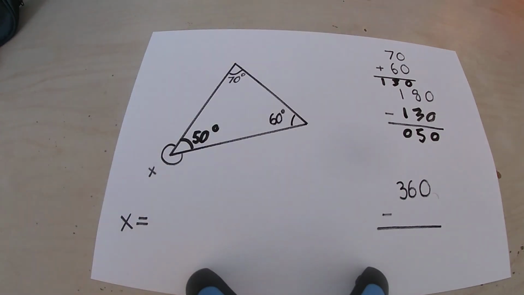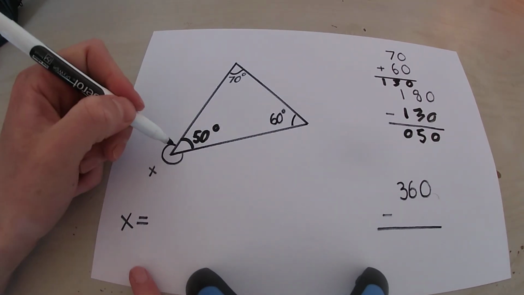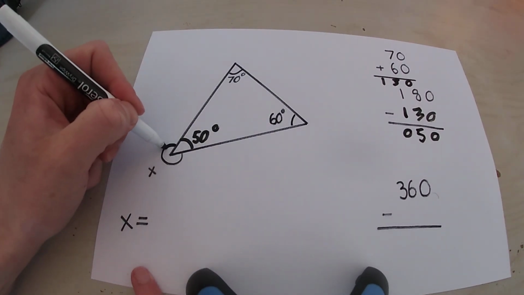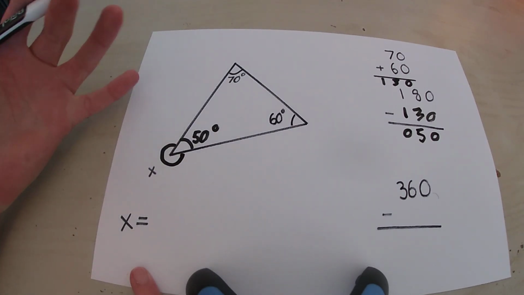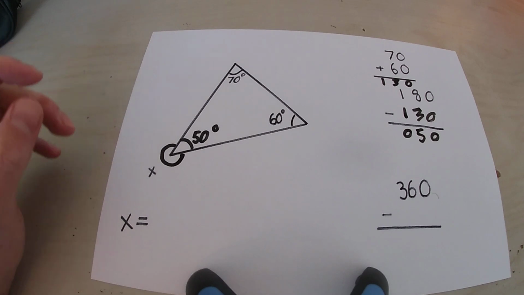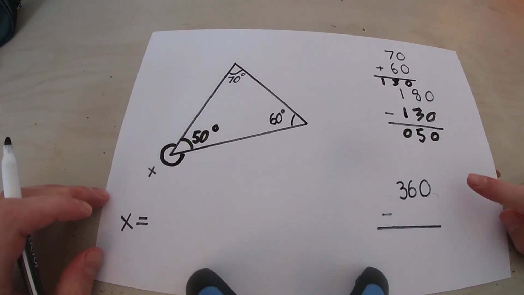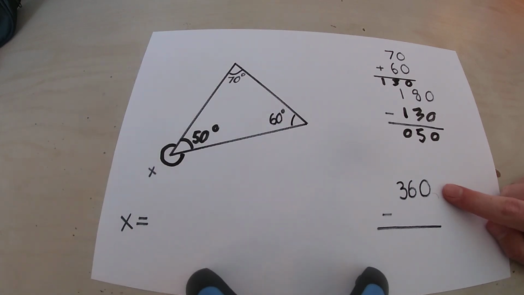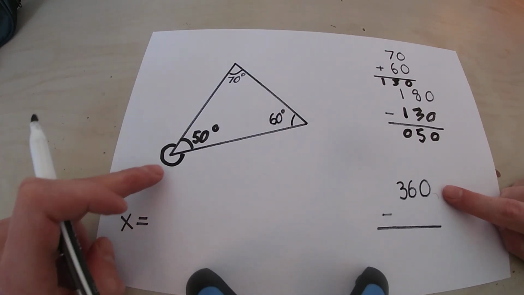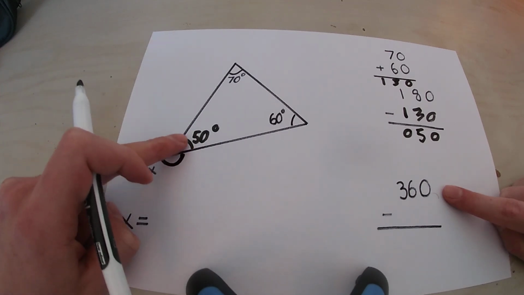Now, why did you need to know that? You needed to know that because what you're looking at here, what we're working with here, is actually angles around a point, which you did yesterday. Now we know that angles around a point add up to 360 degrees.